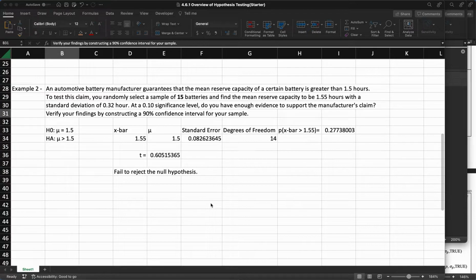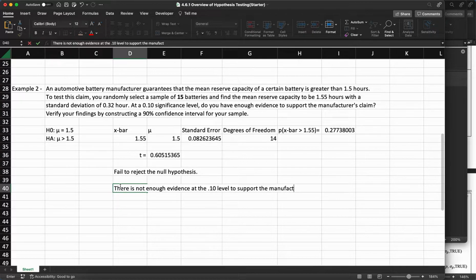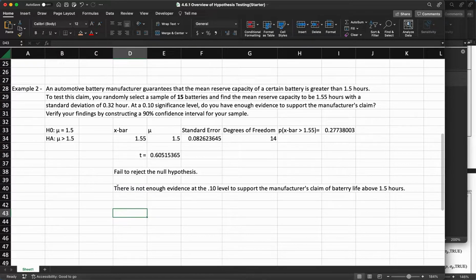So now we want to verify the fact that we fail to reject the null hypothesis. I guess first we want to write this as a sentence. There is not enough evidence at the 0.10 level to support the manufacturer's claim of battery life above 1.5 hours. So now we want to confirm that by constructing a confidence interval.